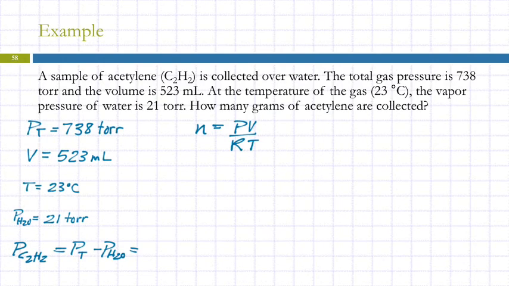I think it's easier to do the subtraction in torr and then convert to atmospheres. So we've got 738 torr minus 21 torr. So we have that many torr, 717.